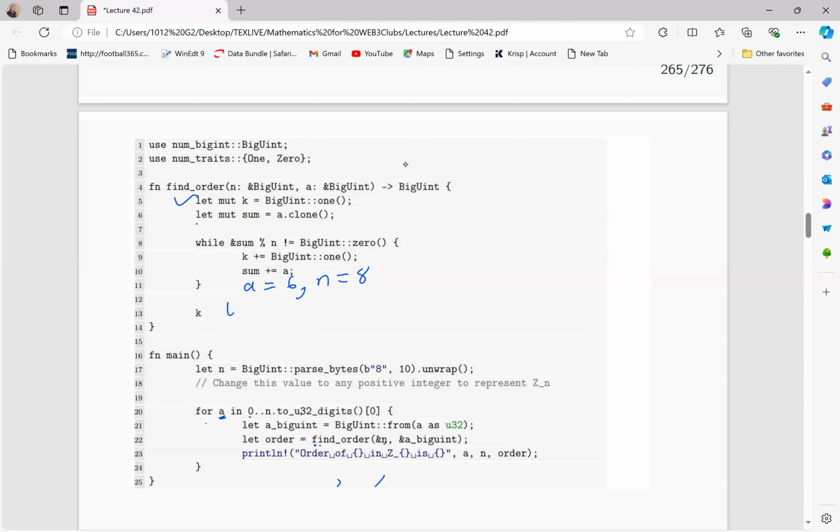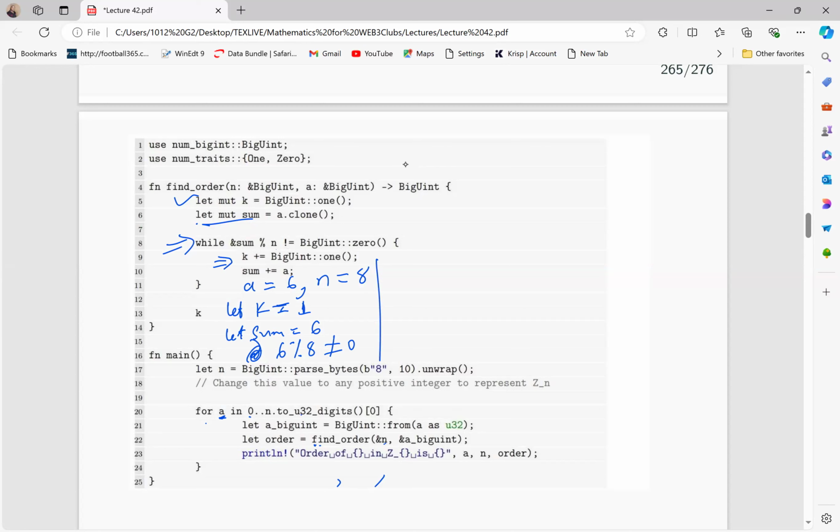We let K be 1, and then again, let the sum be A. Now let's come here and test. Let's test 6 on division by 8 and see if the remainder is 0. But this remainder is not 0. Since the remainder is not 0, we come inside the loop.